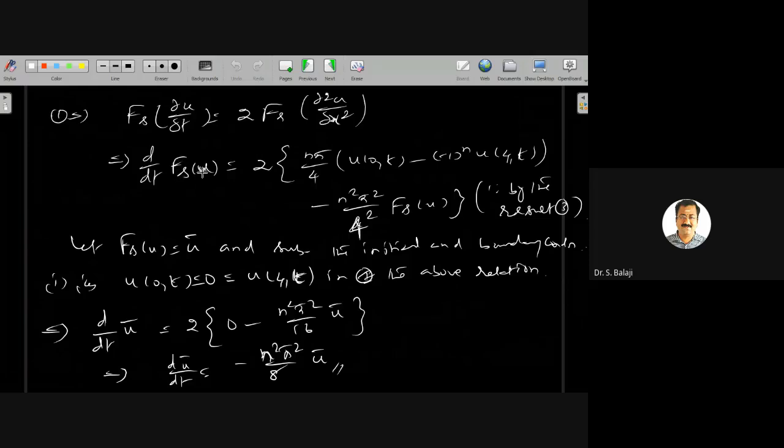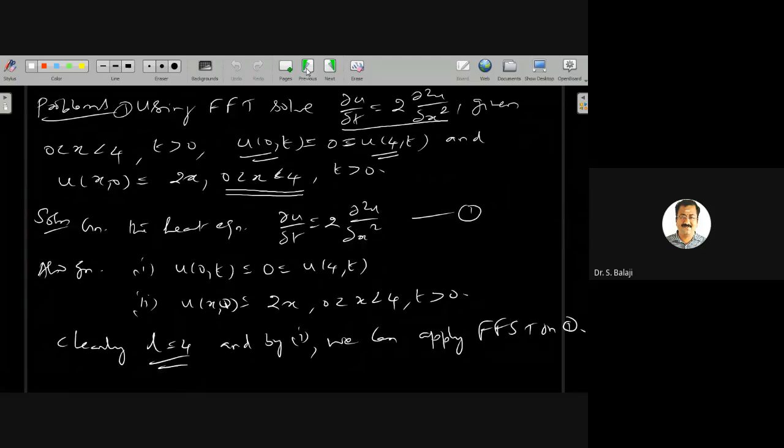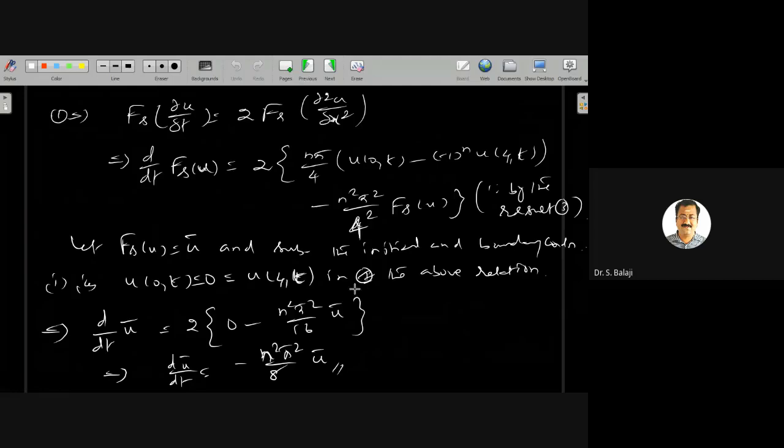For our convenience, we take Fs of u as ū, and also substitute the initial and boundary conditions. u(0, t) is 0 and u(4, t) is also 0. Therefore, these terms totally vanish.